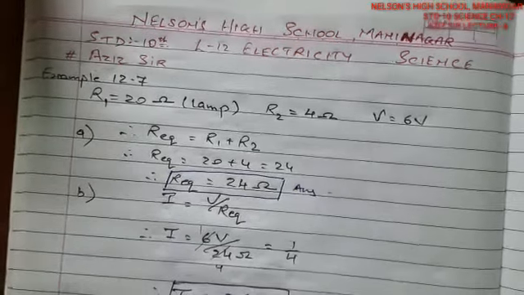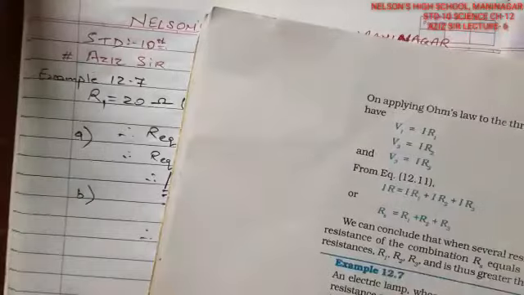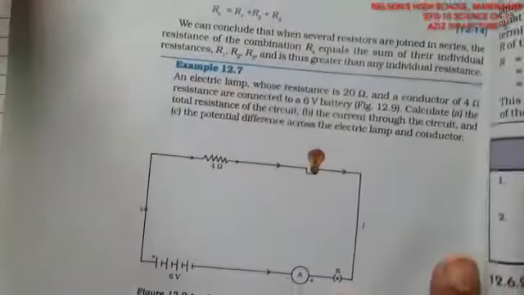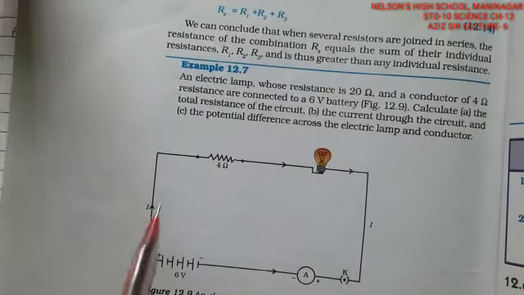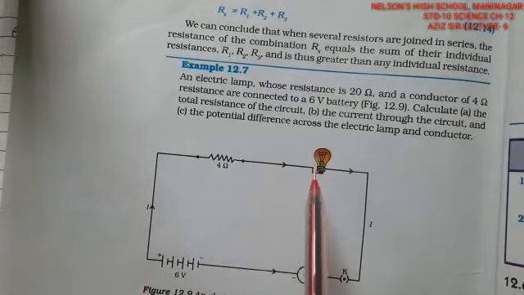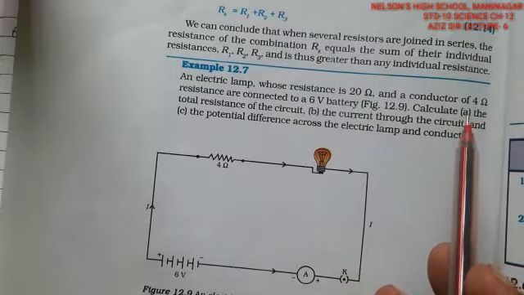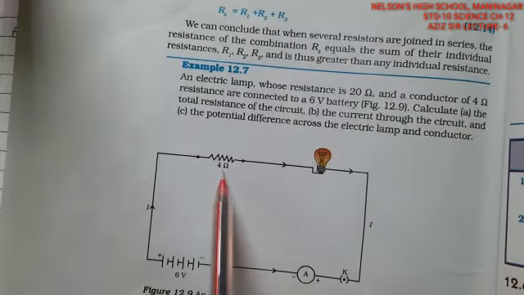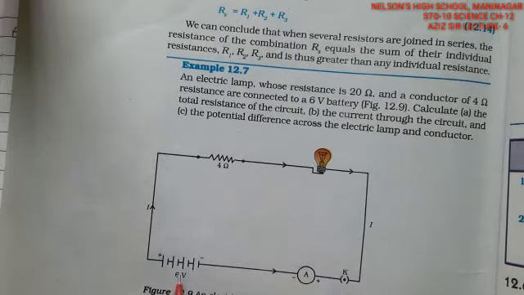Now, in example 12.7, we will first see in the book what is given. You may see this circuit diagram. They have given this circuit diagram and shown that an electrical lamp, whose resistance is 20 ohms, and a conductor of 4 ohms are given in series, and a battery of 6 volt is arranged in this circuit.